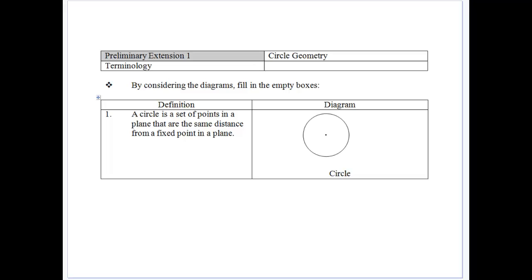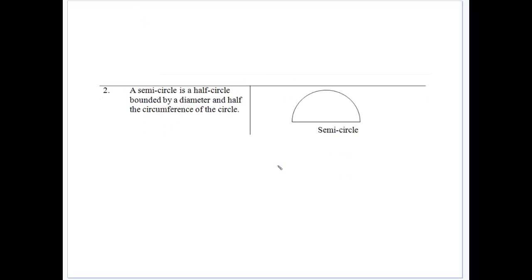Now we'll look at circle geometry, and there's certain terminology we have to be familiar with to do circle geometry. So just looking at these ones here, the definitions. Now obviously we know what a circle looks like, but to know the definition of it, a circle is a set of points in a plane. So it's basically a flat, two-dimensional shape, and it's made up of a set of points the same distance from a fixed point in the plane. And that fixed point obviously would be the center of the circle. So those set of points are equally distant away from a point there. So that's what a circle can be defined as.